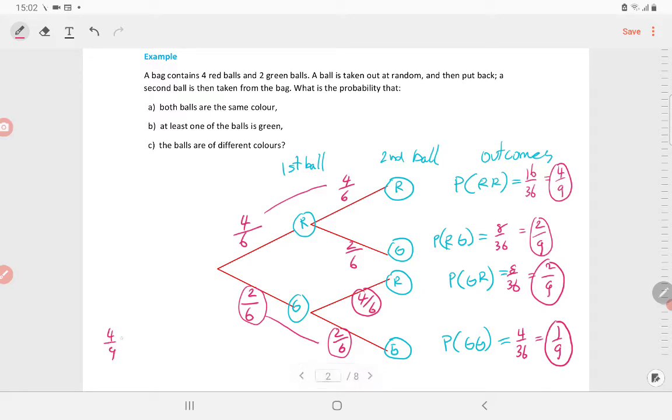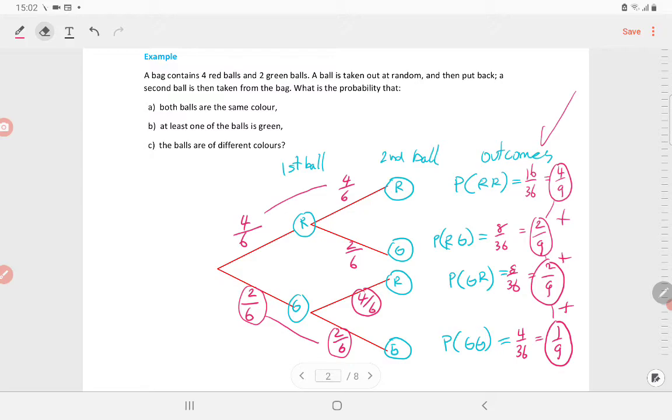4 on 9 plus 2 on 9 plus 2 on 9 plus 1 on 9. Now if you add these 4 fractions, you should get 1. Let's check. 4, 5, 6, 7, 8, 9. 9 out of 9, which is 1. So this has been done correctly. Okay, so that's one good way for checking that you've done the work correctly, that these 4 fractions should equal 1 every time.